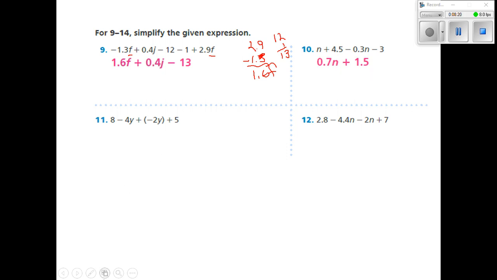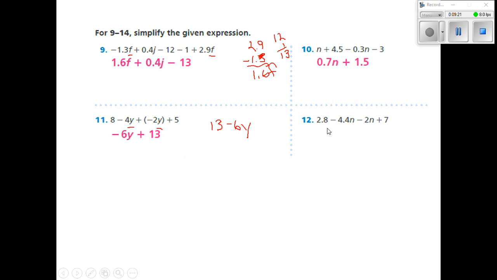Next, we got number 11. And number 11, again, we're going to find those like terms. We got something that ends in y here and here. And then we have 8 and 5. Well, 8 plus 5 is 13. So that is going to be 13 as our first part of the number. 13 will be the first number. And then we have negative 4y plus negative 2y. Positive times negative is a negative, so this is negative and a negative. We're adding together. That's going to make negative 6y. So our answer should be something like 13 minus 6y. There we go, minus 6y plus 13.